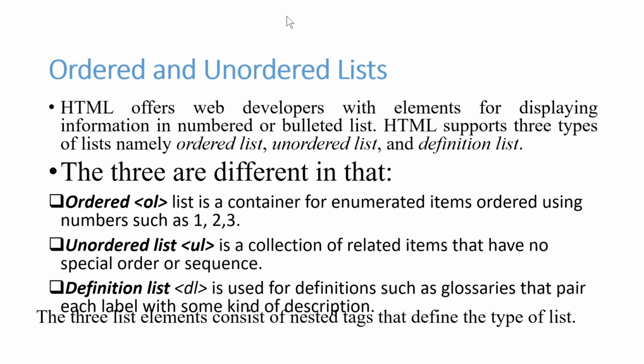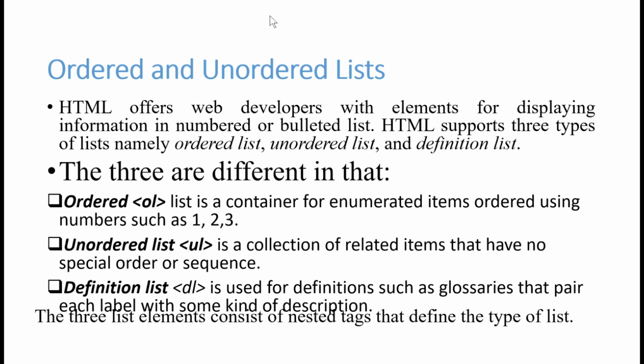Let's start with list. When we say list, we have ordered list and unordered list. HTML offers web developers elements for displaying information, numbered or bulleted, as a list. HTML supports three types of list, namely ordered list, unordered list, and definition list.